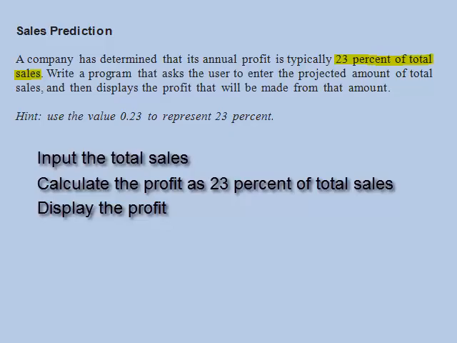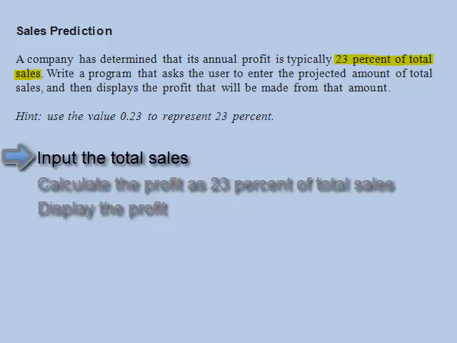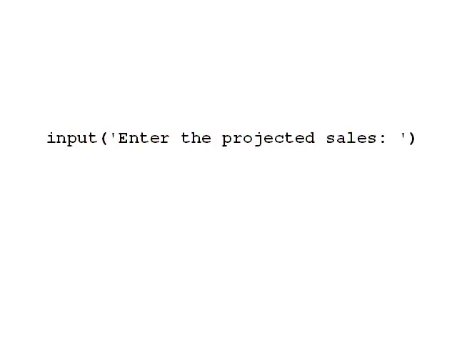Now that we know what the program is supposed to do, our next task is to write the Python code that performs these three steps. We're going to write the actual Python code that gets the input, performs the calculation, and displays the output. So let's take a closer look at how we're going to perform the first step. We're going to input the total sales. In Python, when you want to read input from the keyboard, you call the input function. So in this step in the program, the call to the input function is going to look something like this.